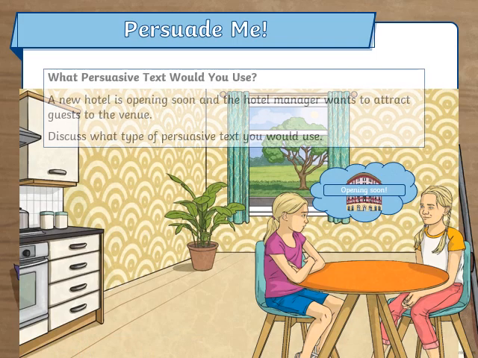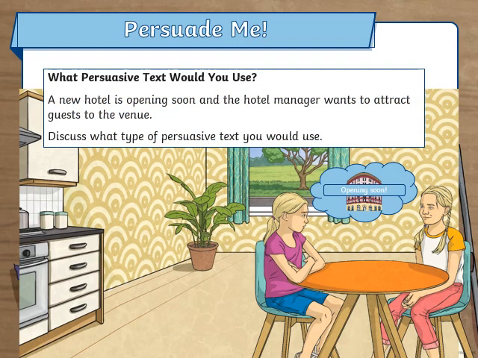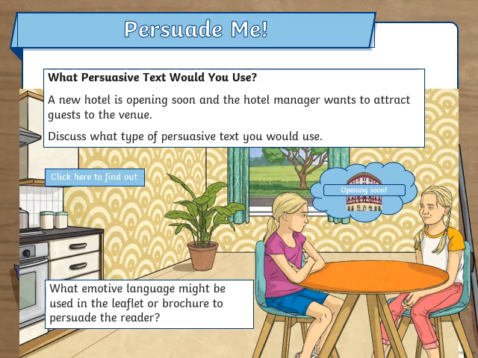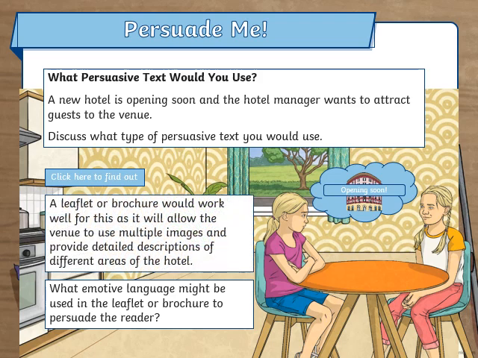Persuade me. What persuasive text would you use? A new hotel is opening soon, and the hotel manager wants to attract guests to the venue. Discuss what type of persuasive text you would use. What emotive language might be used in the leaflet or brochure? Okay, here you are going to write a leaflet or brochure. It would work well for this as it will allow the venue to use multiple images and provide detailed descriptions of different areas of the hotel.